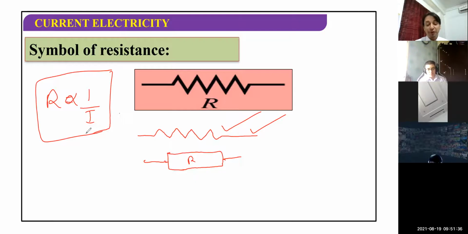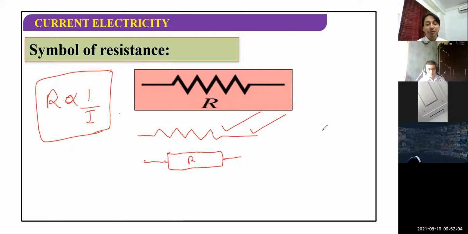Listen carefully, children. This is a very, very important topic. You have to be very careful in this topic. Resistance is inversely proportional to current. First, you have to remember this equation. If an inverse relation is there, it means if one factor increases, the other factor will decrease. They are against each other. The resistance of a conductor means opposition to the flow of current.